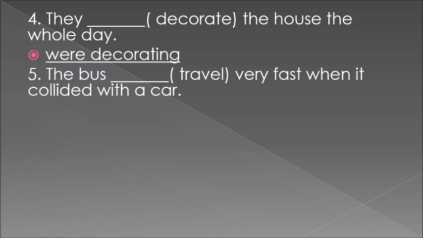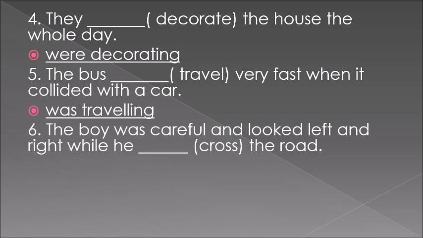Sentence number 5. The bus dash traveled very fast when it collided with the car. So the bus is singular. You're going to use was. The helping verb was will come here. And traveling, double L will come in traveling. The bus was traveling very fast when it collided with the car.